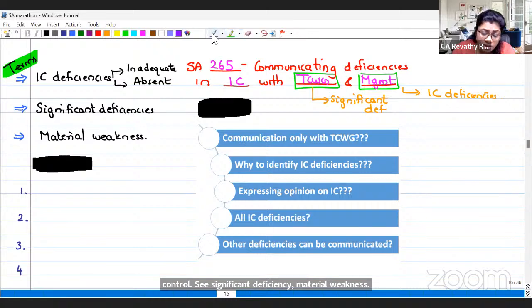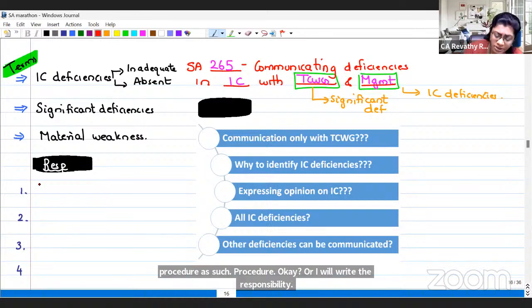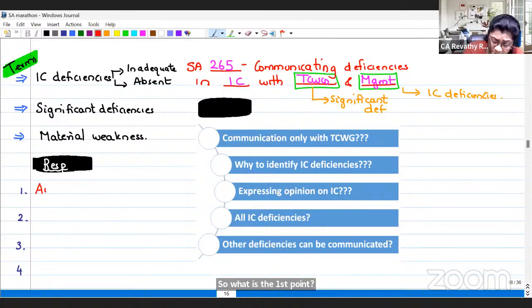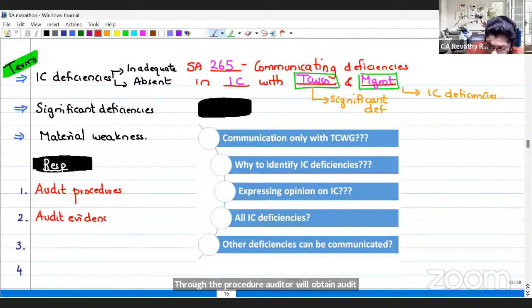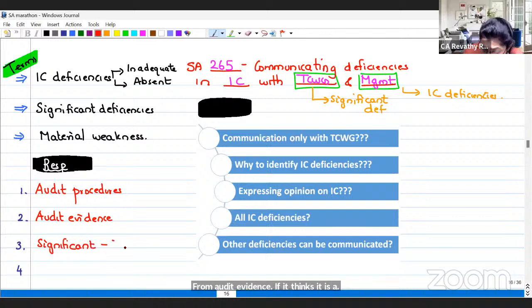Now, say there is a procedure, or I will write the responsibility. So what is the first point? Auditor has to perform audit procedure. Through the procedure, auditor will obtain audit evidence about deficiencies. From audit evidence, if he thinks it is a significant deficiency, then you will communicate with TCWG. If not, you will communicate with management.